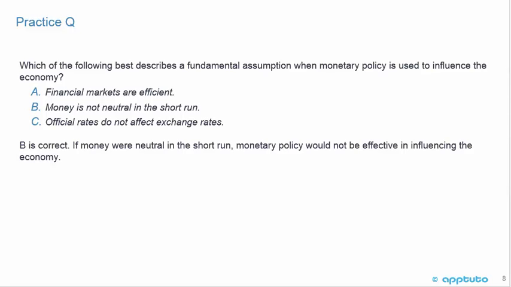The correct answer is B, money is not neutral in the short run. So it is neutral in the long run, remember? So this is a great carry-on question from the last one. B is correct. If money were neutral in the short run, monetary policy would not be effective in influencing the economy. And that's the last slide for this LOS.